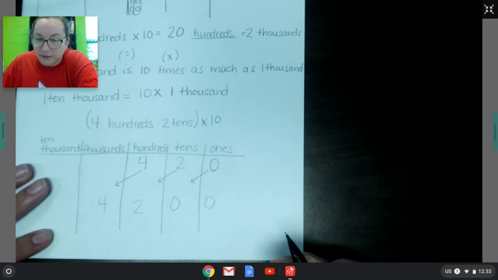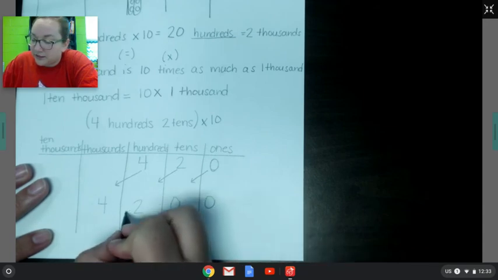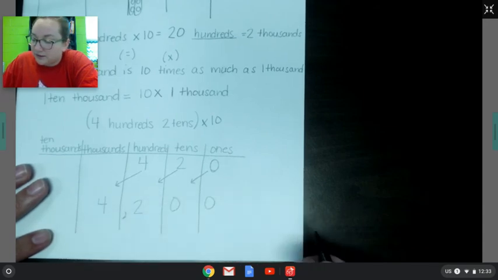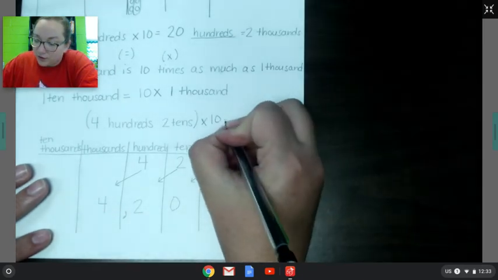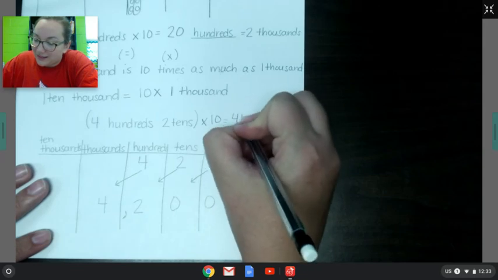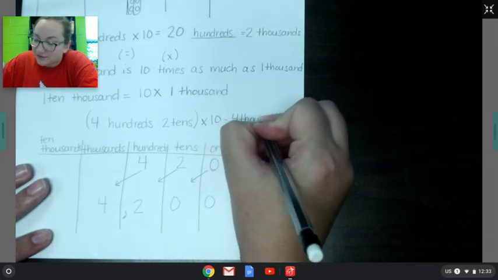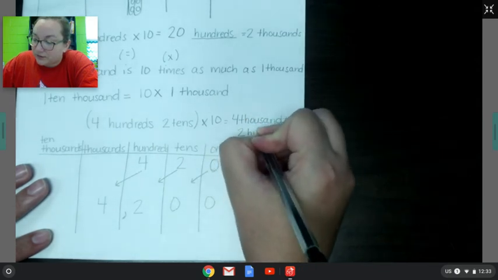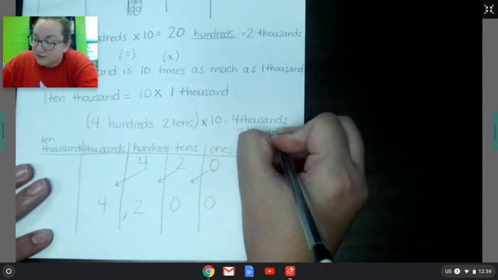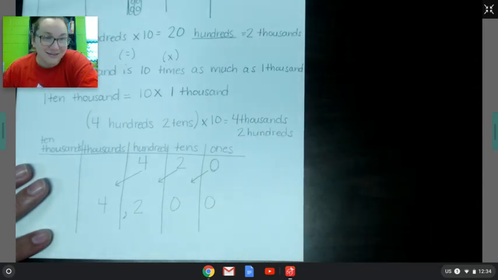Okay, so I'm going to put my comma, 1, 2, 3, comma goes here. So then that is 4,200, or 4,000s to hundreds. So that's really cool with Zearn.